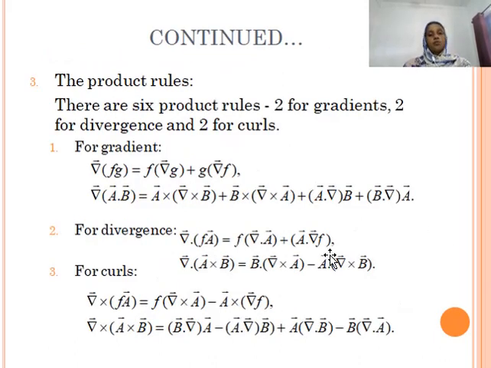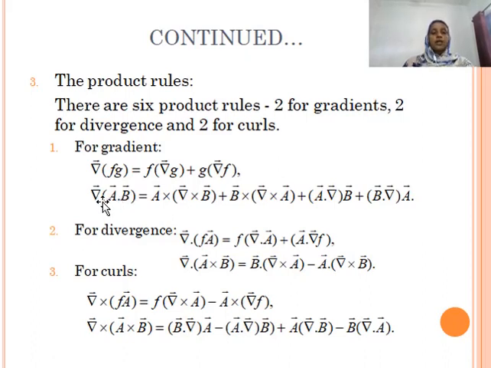Now, the product rules. Actually, there are six product rules: two for gradients, two for divergence, and two for curls. So first the product rule for gradient. Here, gradient of fg is equal to f into gradient g plus g into gradient f. Since this gradient operates on scalar functions, you have two options. Either it can be purely a scalar or it is a dot product of two vector functions. Then only you get a scalar function.